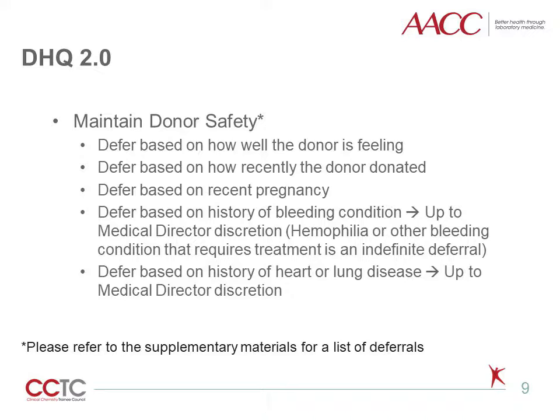And finally, there are questions that ask about the donor's history of heart or lung disease. This is primarily to protect the donor from any adverse events during the donation process. Individual blood centers have their own SOPs regarding this. For example, a medical director may choose to defer a donor who recently had a myocardial infarction, whereas they may accept a donor who has a history of stable coronary artery disease and no functional limitation.